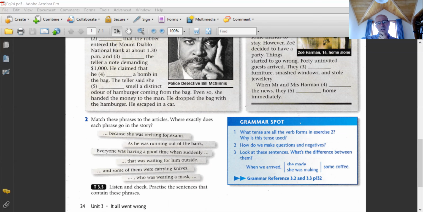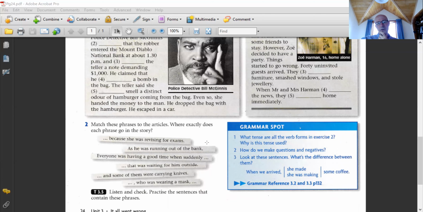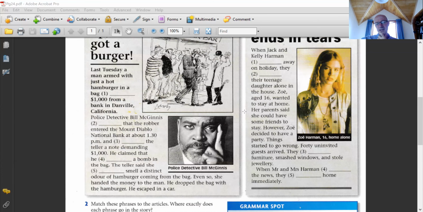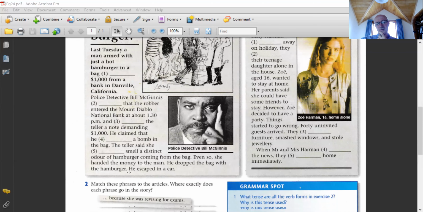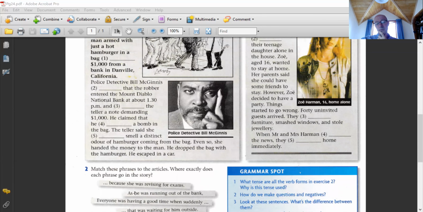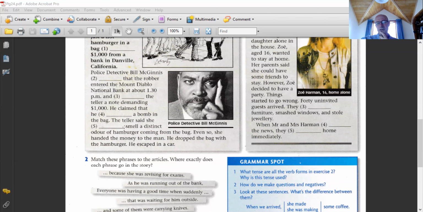So which story do you think it would go with? So we're talking about running out of the bank. Do you think it goes with this story here about Zoe having a party? Or this story about a man robbing a bank? Yeah, it's going to go with this story, isn't it, about a bank? So where could we put that? As he was running out of the bank. So have a look at the story and see if there's a place where you could fit it in.